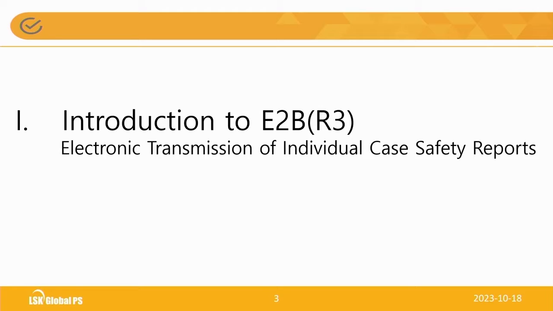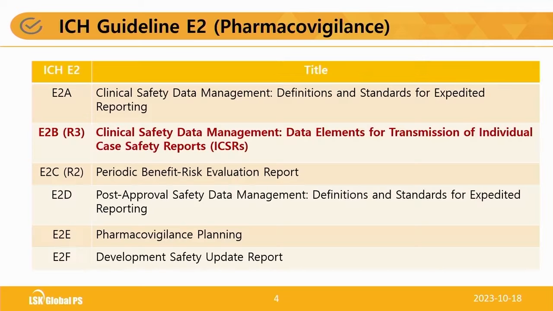E2B is electronic transmission of individual case safety reports. So anyone who's involved in pharmacovigilance will be quite familiar with this term. And for people who aren't involved in that field, might find this a little unfamiliar, so I'd like to go over the basics. Start with the basics.